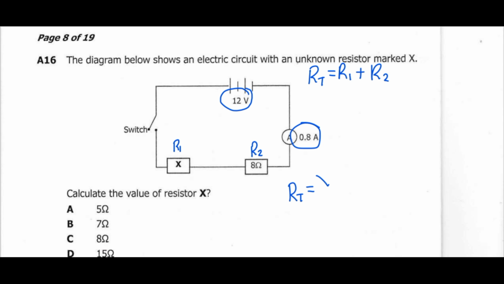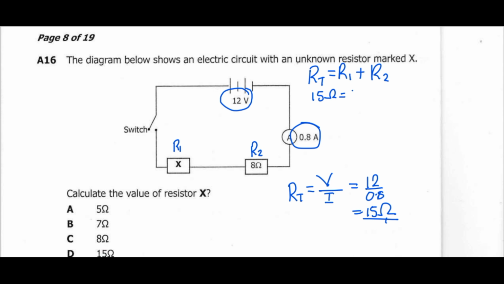So this will be voltage divided by current. The voltage is 12, the current is 0.8. So what is 12 divided by 0.8? I'm getting 15. This tells me that the total resistance produced by these two resistors is 15 ohms. So where there is RT, we put 15 ohms.